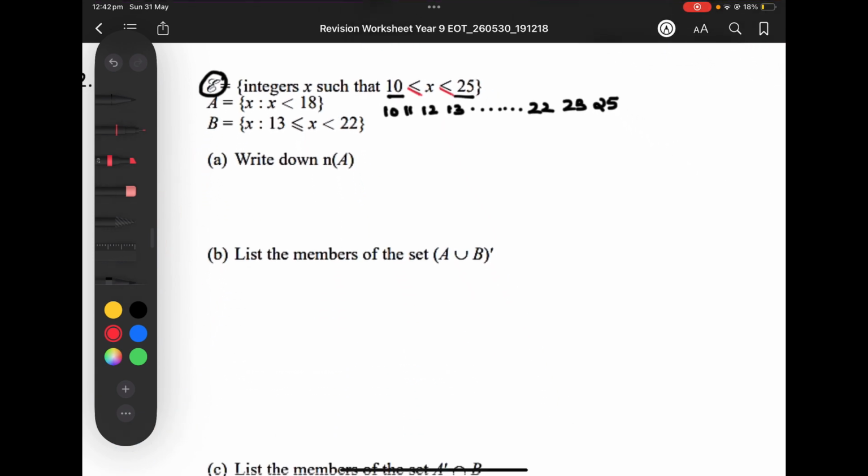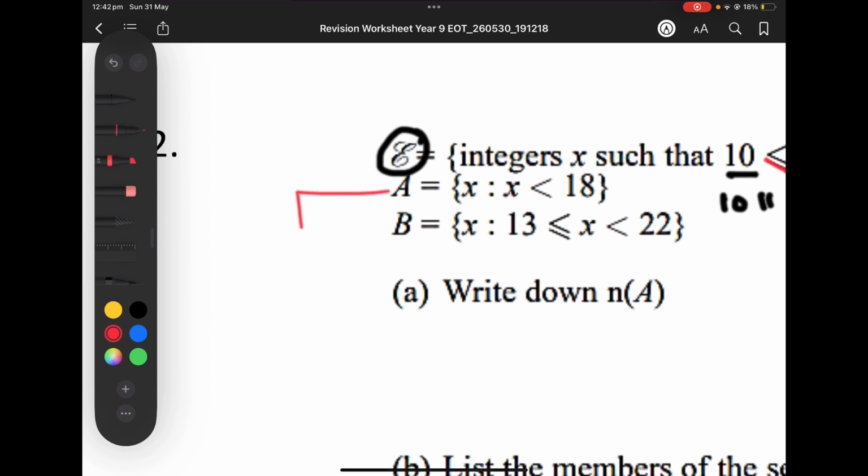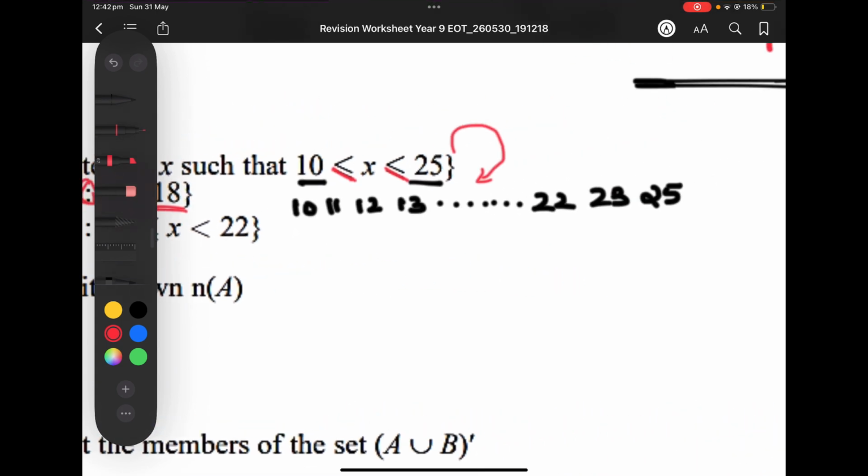Now when we go about it, this is about the universal set. The universal set is all the numbers starting from 10 until 25. Then let's talk about A, how to read the A set. The A set is read as x such that x is less than 18. So all the numbers that are less than 18 is what we are supposed to pick. Now where do they start from? From here.